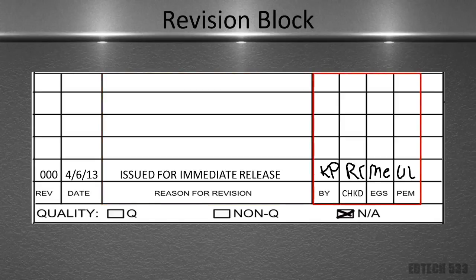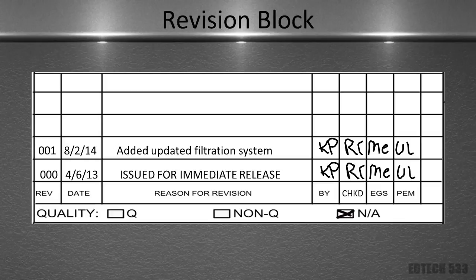And the last part of the revision block is the initials. The initials are there to show that this drawing has been checked and approved. So in these, there are 4 columns with initials. We have who did the drawing, the by, who checked it, the engineering group supervisor, and the project engineering manager. So here, if we were to have a revision 1, it would go above it and then continue up the line.